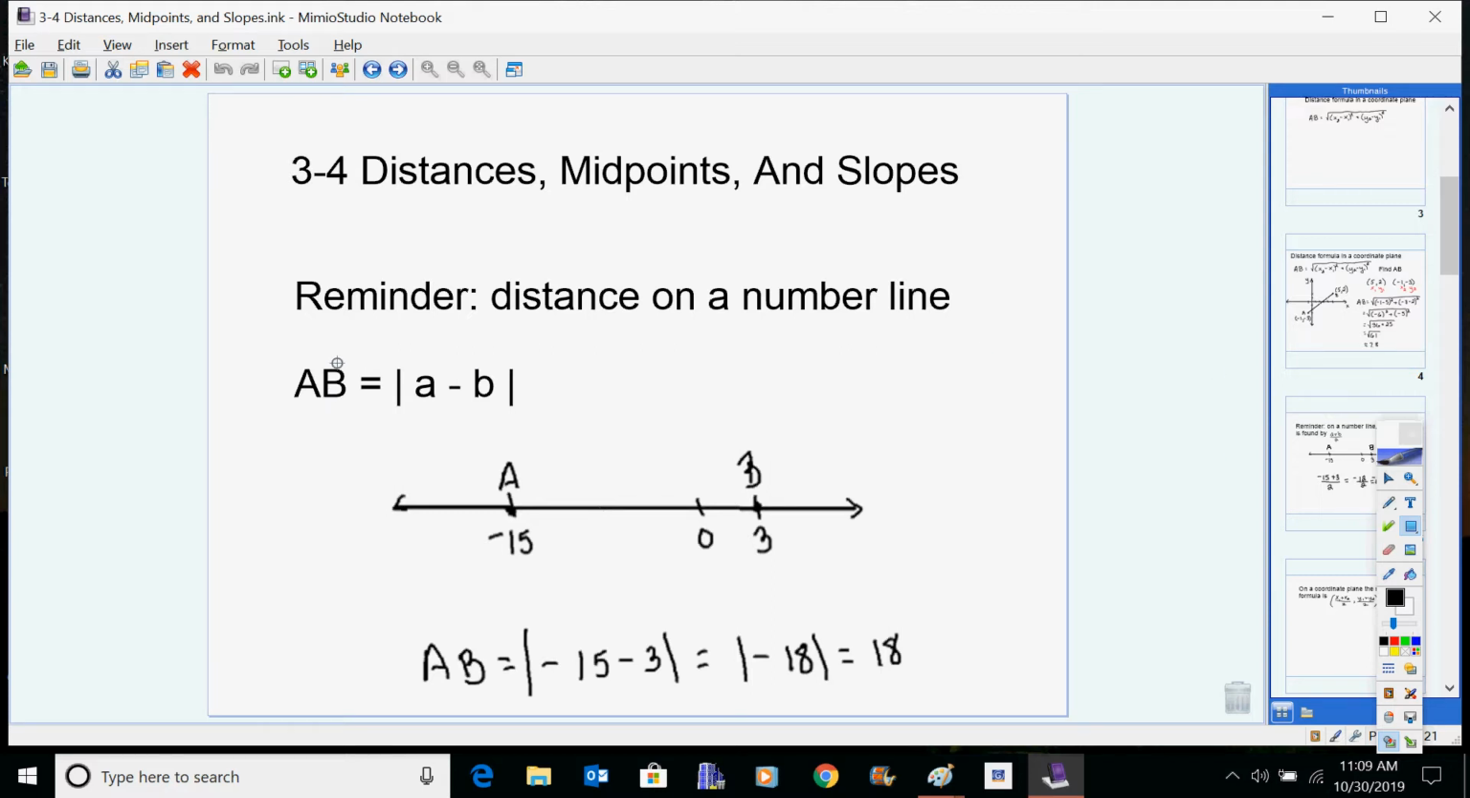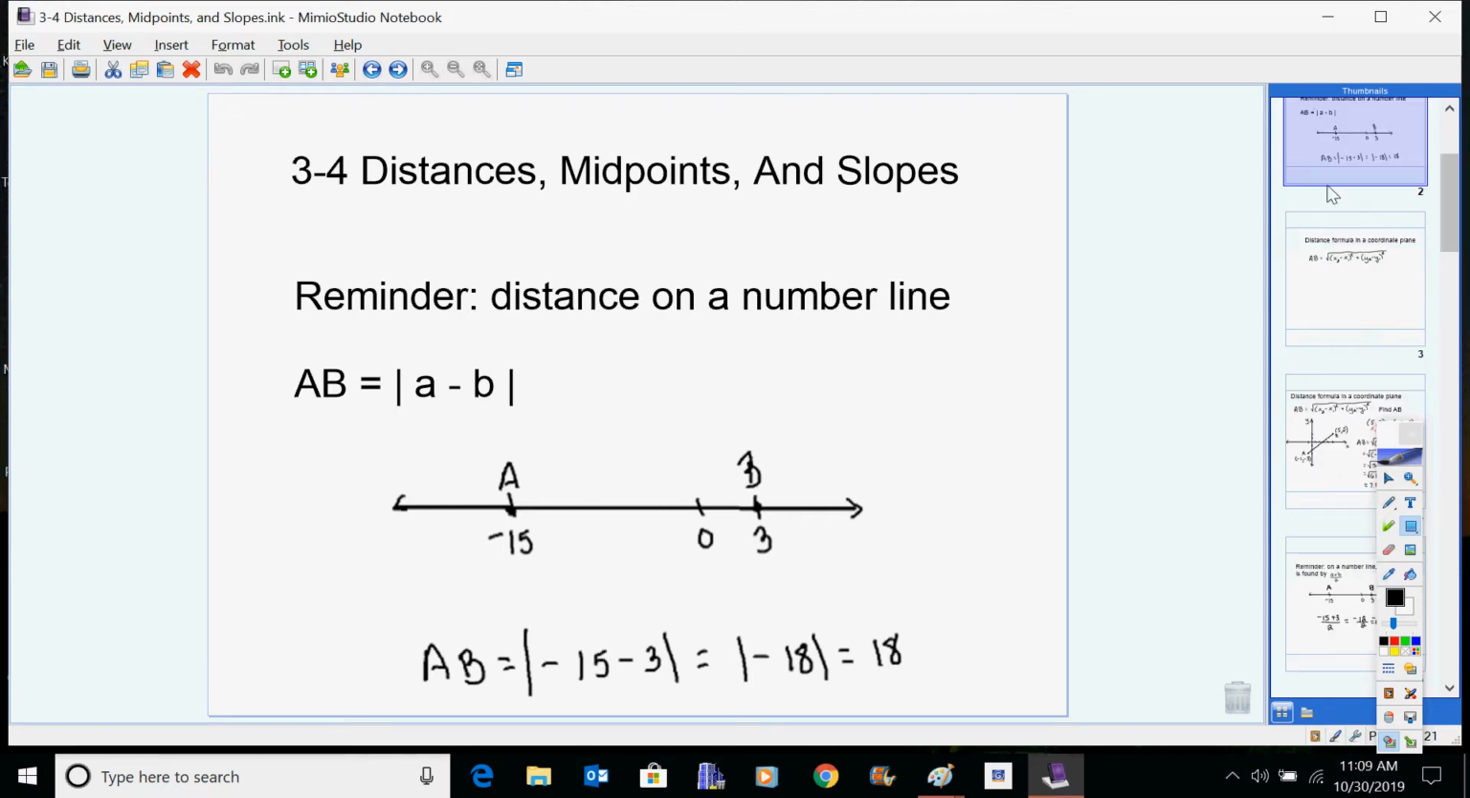Remember, this is different than when there's a little bar over top. The little bar over top talks about the segment, but just the two letters next to each other are telling you that it's the distance between those two things. We have another distance formula that we use when you have numbers on an ordered pair. So it can get more complicated.